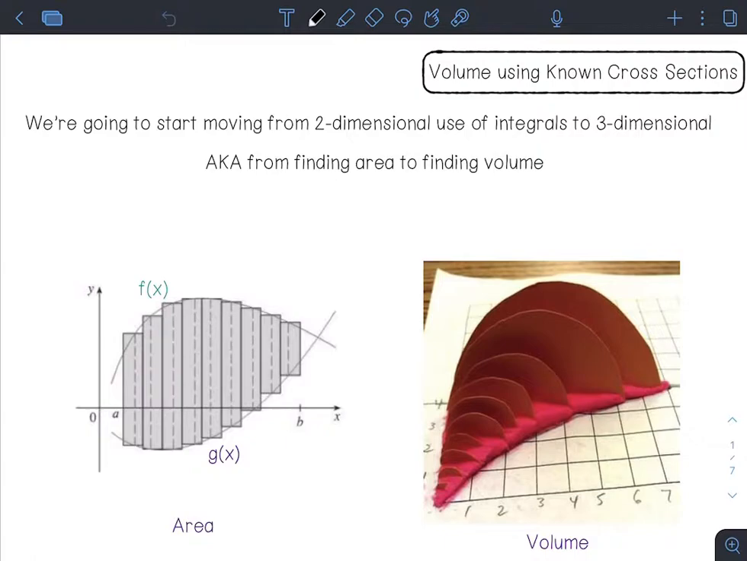So finding the volume of a solid made using an area between two functions. You can kind of see a Play-Doh model in the picture on the right, where you can see that there's a Play-Doh layer down like on the graph field, and there's those semicircles popping up. So you can kind of see that there's a solid figure being formed with a different volume.